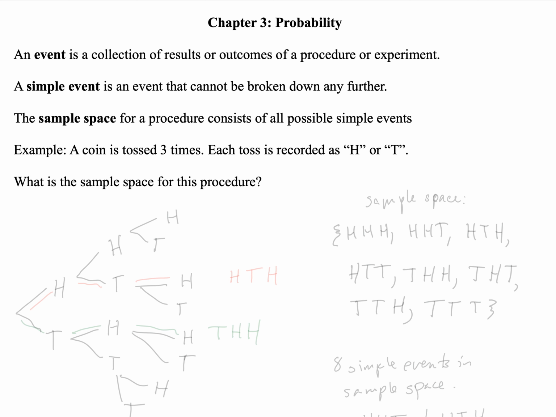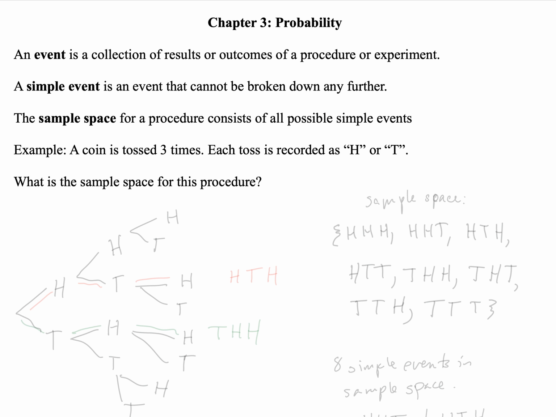An event is a collection of results or outcomes from a procedure or an experiment. A simple event is an event that cannot be broken down any further. And the sample space for a procedure consists of all possible simple events for that procedure. So let's look at a basic example. Suppose we toss a coin 3 times, and each time that we toss that coin, it can be either a head or a tail. Let's figure out what the sample space for this procedure is.